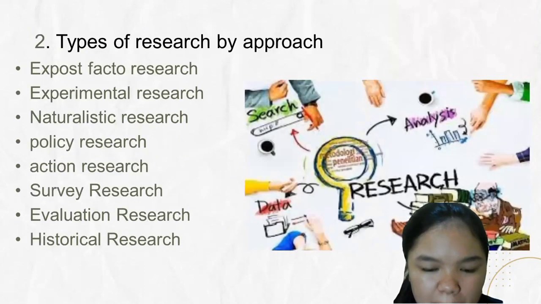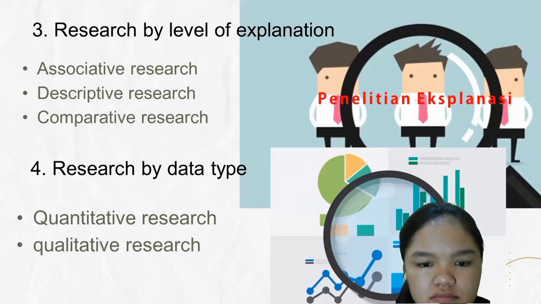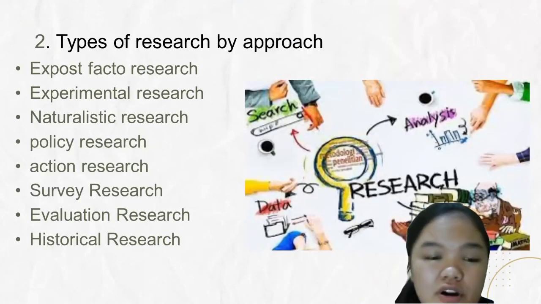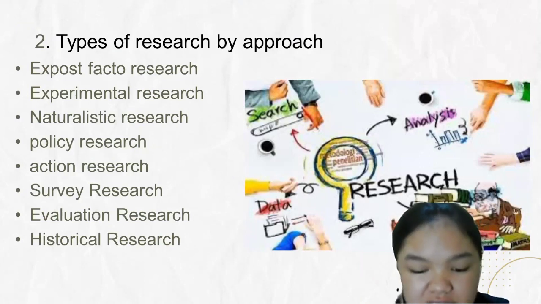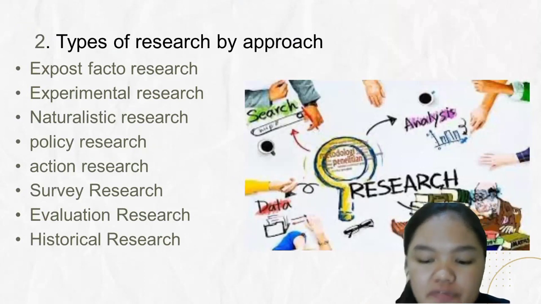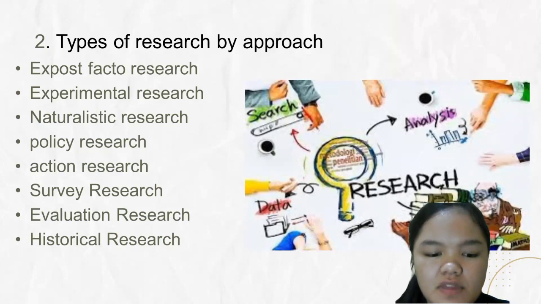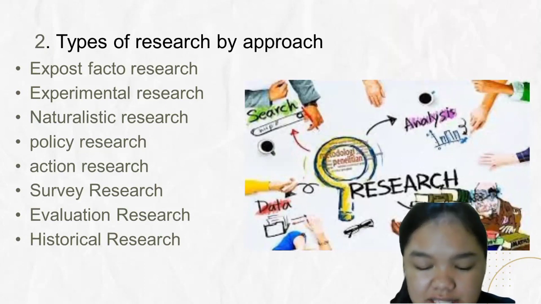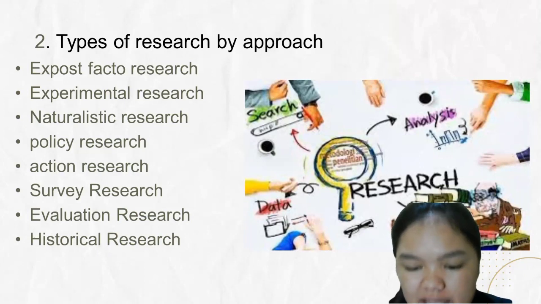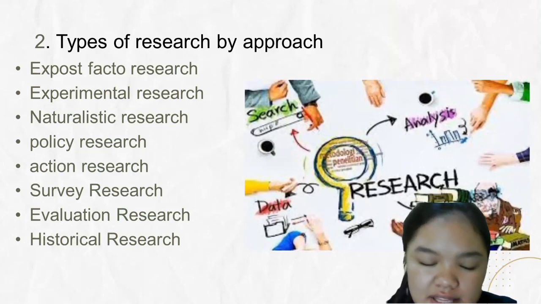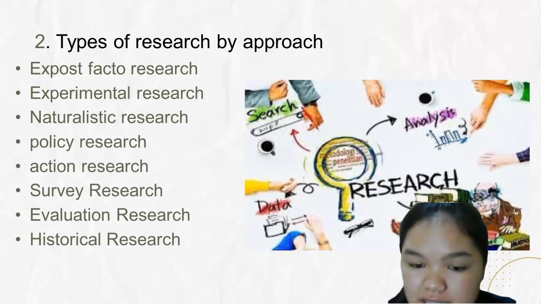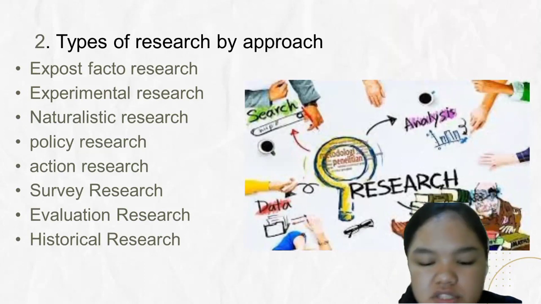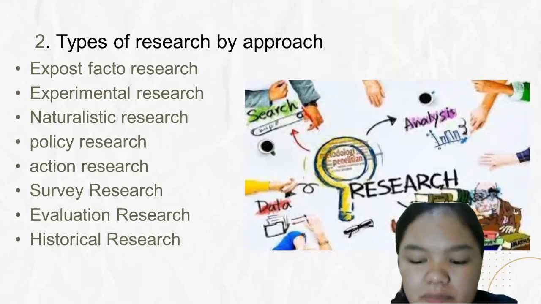Next, now we talk about types of research by kind, seen from the aspect of the approaches. The first one is exposed factor research. The exposed factor study is a systematic empirical investigation in which scientists do not control independent variables directly because their manifestations have already occurred or because they essentially cannot be manipulated.